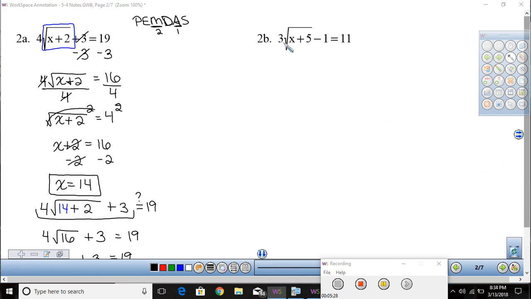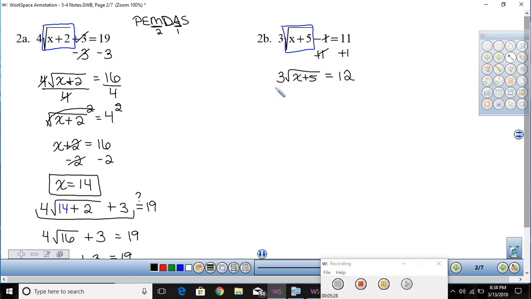All right, let's take a look at this one. So it's exactly the same pretty much, right? So I want to get the grouping, which would be the square root of x plus 5, all by its lonesome. So the first thing I need to take care of is the minus 1, because that would come first when I go backwards. So I'm going to add 1 to the other side. So now I have 3 square roots of x plus 5 is equal to 11 plus 1, which is 12.